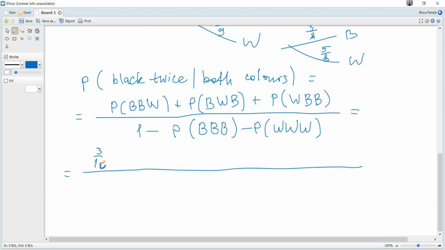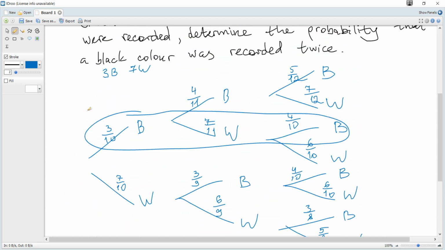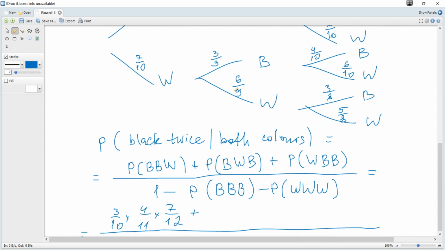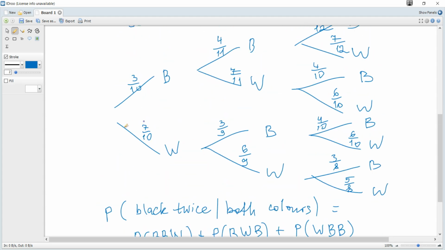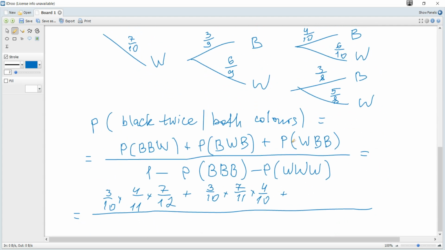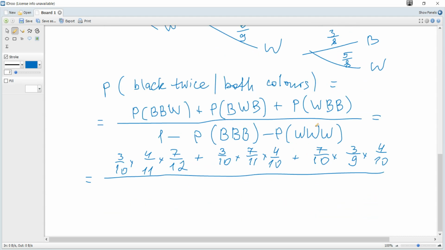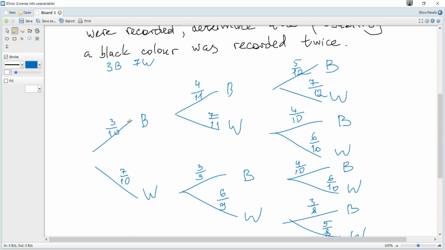So it's 3 over 10 times 4 over 11 times 7 over 12, plus black, white, black: 3 over 10 times 7 over 11 times 4 over 10, plus white, black, black: 7 over 10 times 3 over 9 times 4 over 10. And 1 minus the probability of black, black, black, it's just this product.